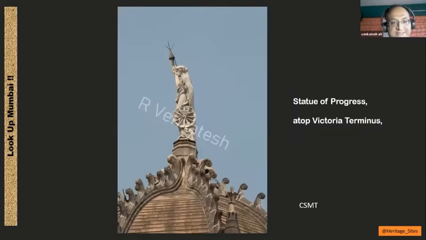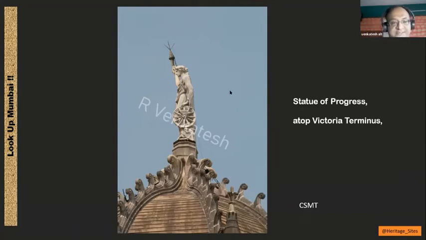Okay, so then let us just turn around and look at this picture. What is this picture? This is a statue of Progress. Well, many people sometimes mistakenly say that it is Victoria and all. No, Victoria was down below on the facade. Above the clock, there's a blank canopy there now, so that's where it was. This is actually Progress.